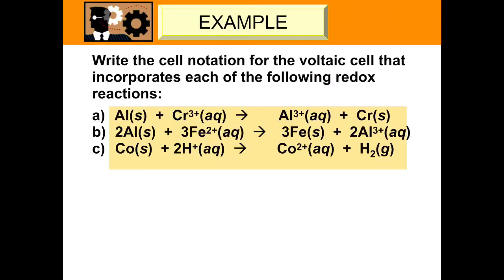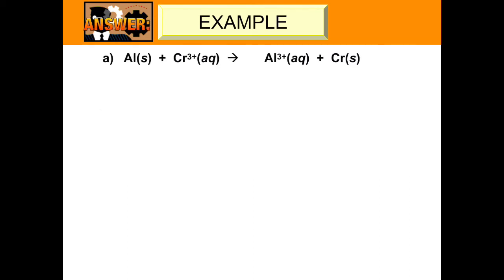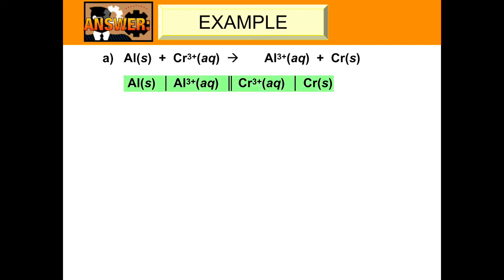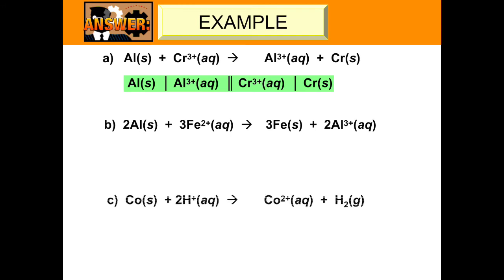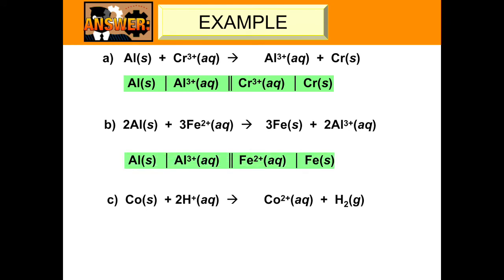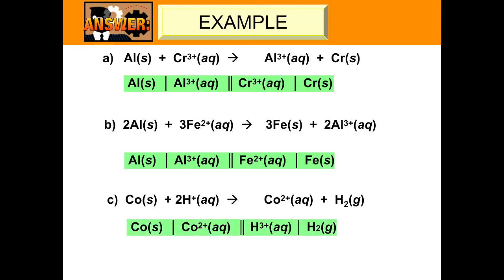Let's see some examples. We need to write the cell notation for the following equations. The first equation is Al solid plus Cr3+ aqueous produce Al3+ aqueous plus Cr solid. From this equation, we know that aluminium is oxidized while Cr3+ is reduced. So we write the equation for anode first, aluminium solid, aluminium 3+, double line, Cr3+ and single line, then Cr solid. The same goes for question B and question C.